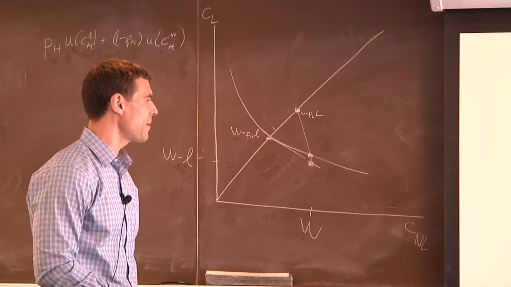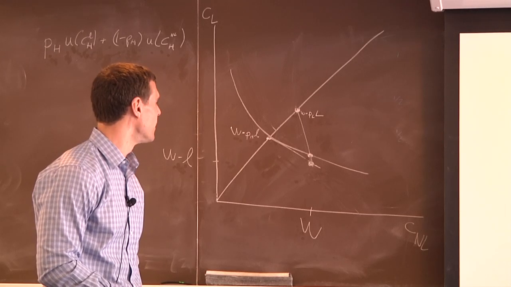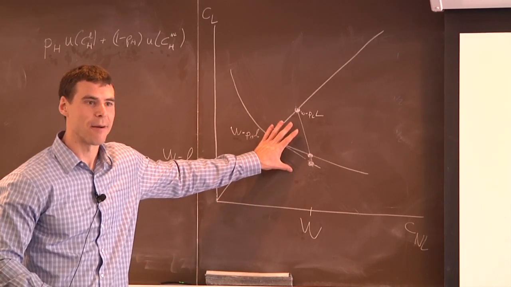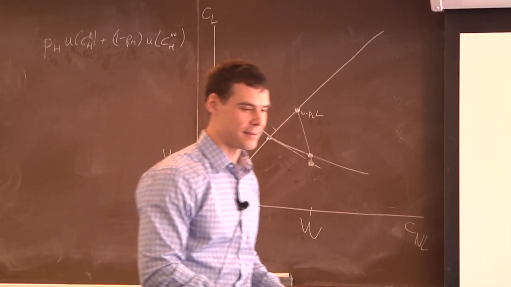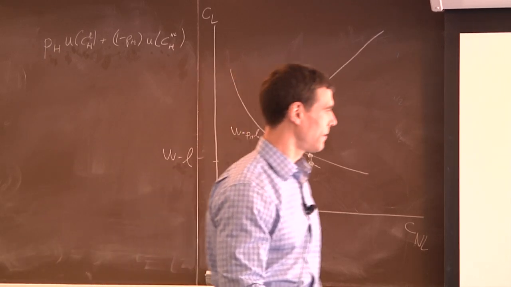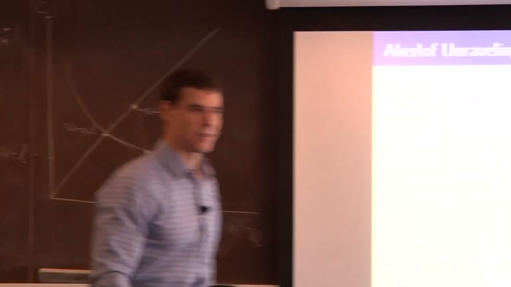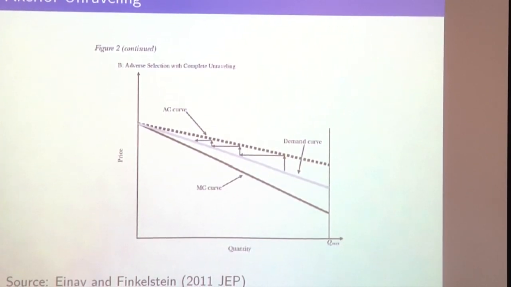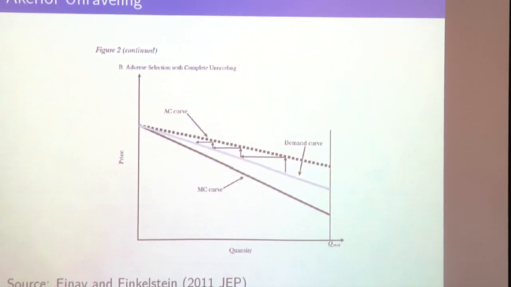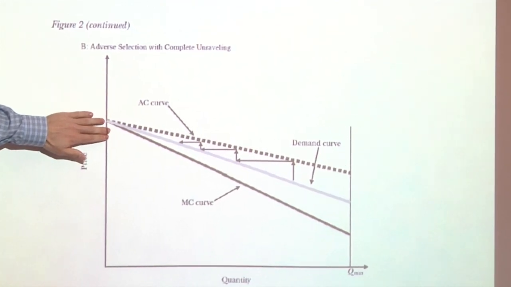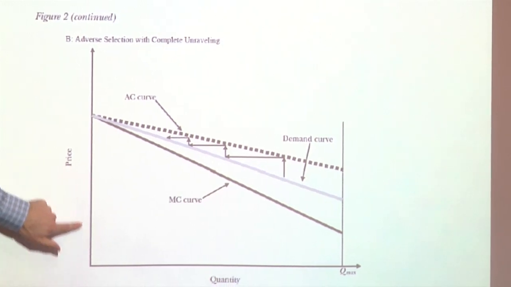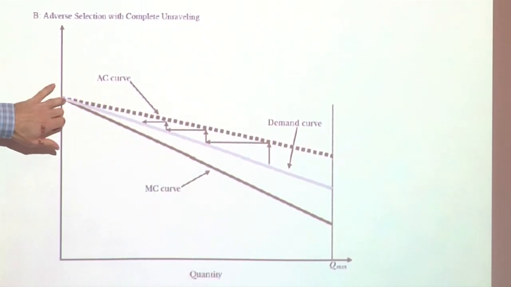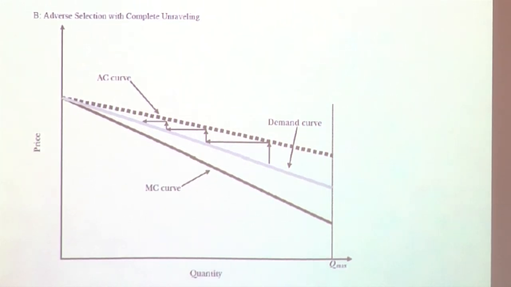Now, how does anybody want to try to relate the Akerlof unraveling result to this diagram? Can anybody see how you can get a picture that corresponds to this out of this world? Okay. So I'll start to walk you through it. What happens in this world? Everybody gets zero amounts of insurance, right? So the market for this insurance policy has unraveled to zero. Okay. So what happens here?